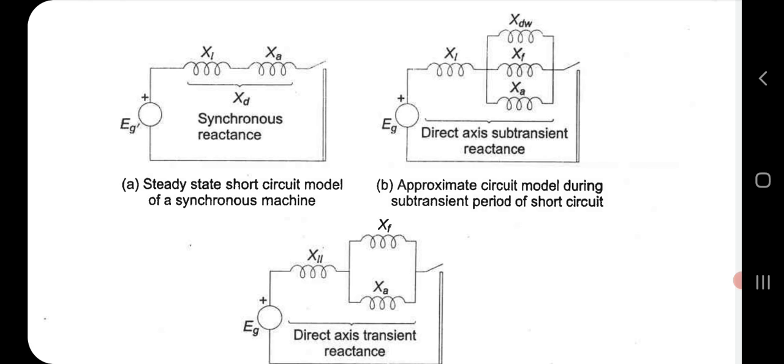To reduce the flux, the field winding and damper winding, these both windings inside the generator machine, start working. They take the flux, also induce flux, and try to neutralize the main high flux. So they come in the picture, they come in parallel. So the reactance of the damper winding, field winding, and reactance of the armature all come in parallel with the leakage reactance. This is during the subtransient period.